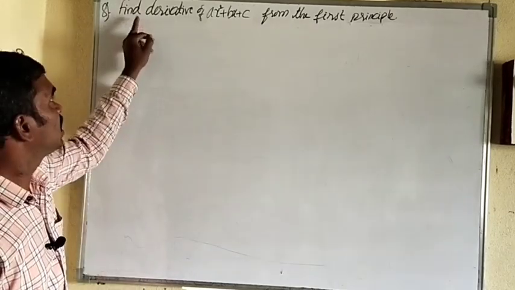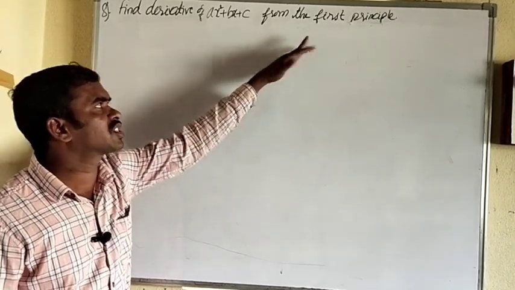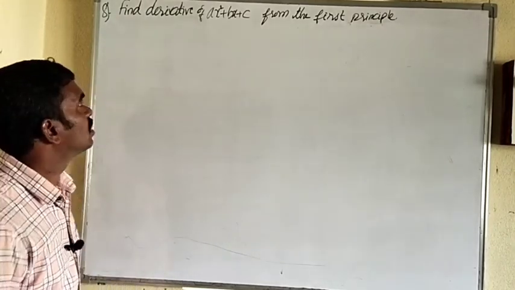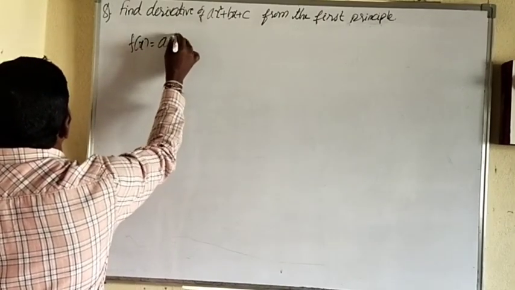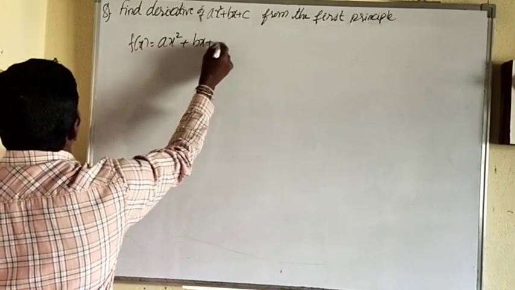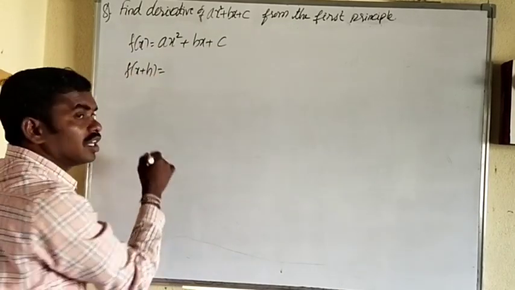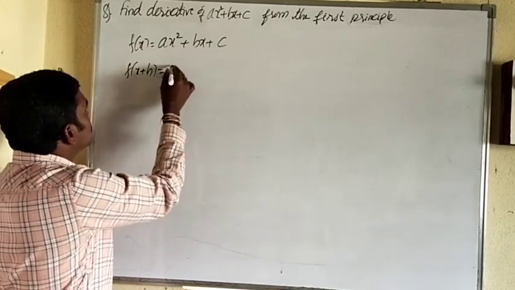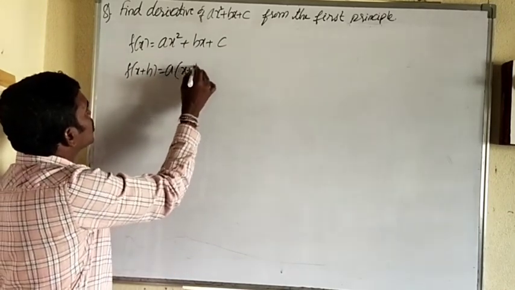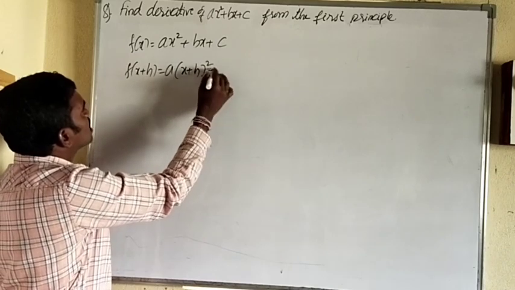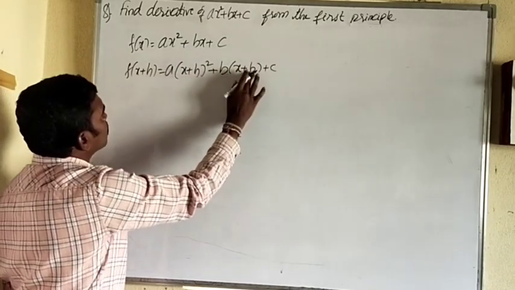What is that? Find the derivative of ax square plus bx plus c from the first principle. What is the function here? f of x is equal to ax square plus bx plus c. So immediately find f of x plus h. f of x plus h means a as it is, x plus h whole square, plus b into x plus h, plus c.